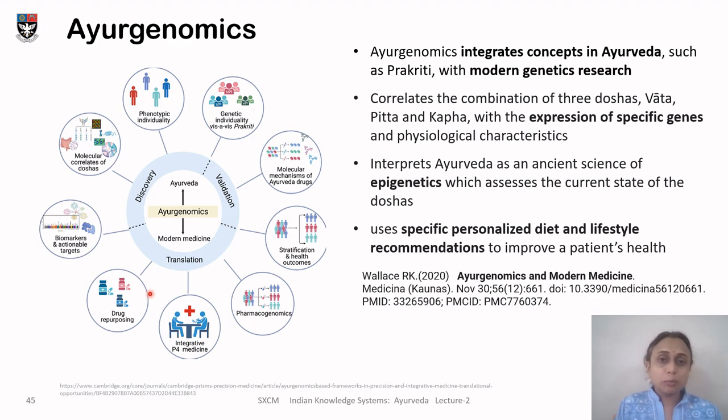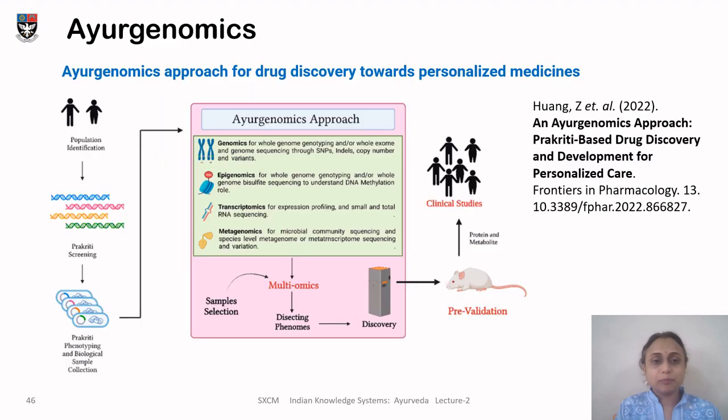A drug used for a particular disorder can now be used to treat other disorders. And it also helps us to identify different biomarkers and targets, drug targets within an individual's body, specific based on these three different prakritis. So Ayurgenomics helps us to come up with integrative P4 medicine, connecting ancient Ayurvedic principles to modern day techniques and modern medicine.